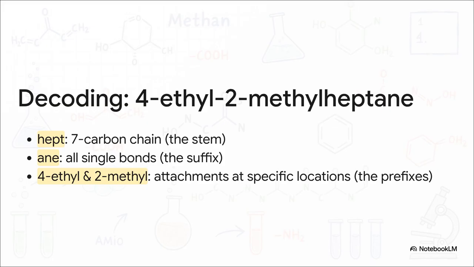We start at the end. The stem, hept, tells us there's a 7-carbon chain. The suffix ane tells us it only has single bonds, and the prefixes tell us there's an ethyl group hanging off carbon number 4 and a methyl group on carbon number 2. See? It's a perfect set of instructions.